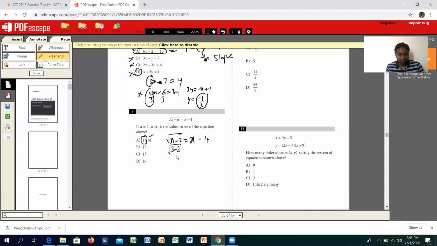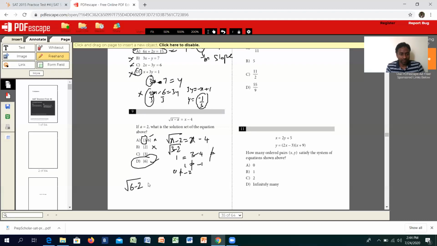3 minus 2, root of 1. 3 minus 2 is 1, root of 1 is 1. Will it be equal to 3 minus 4? No, certainly not, because 1 is not equal to negative 1. Similarly, 2 minus 2 is 0. Am I getting the same on my right hand side? 2 minus 4 is negative 2. No. So these options rule out. This also rules out. 3 minus 2 is again 1. No, it won't. So you are left with only D. D is the answer. If you want to check, check it.